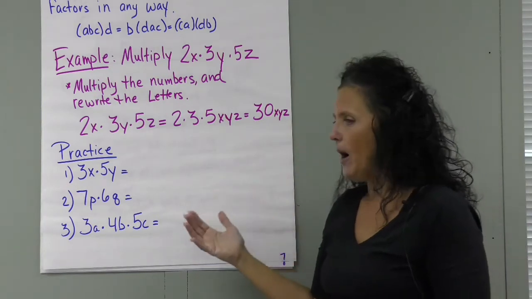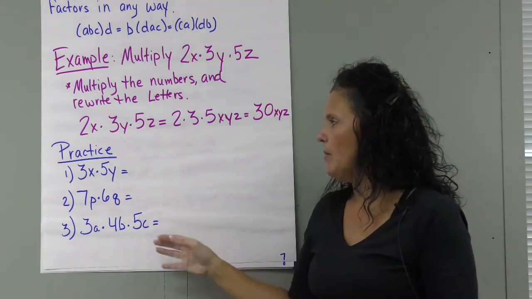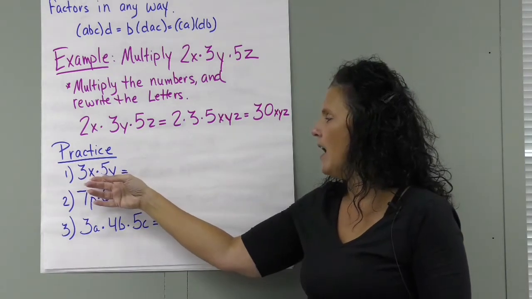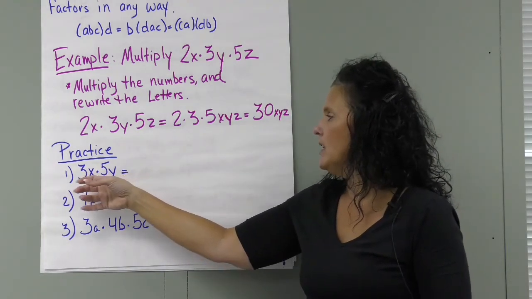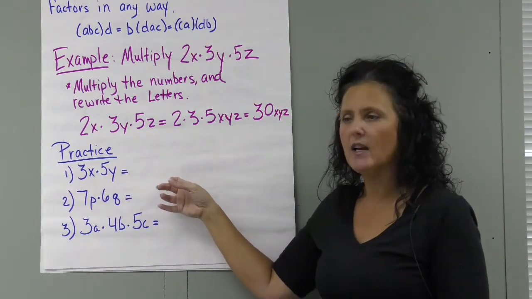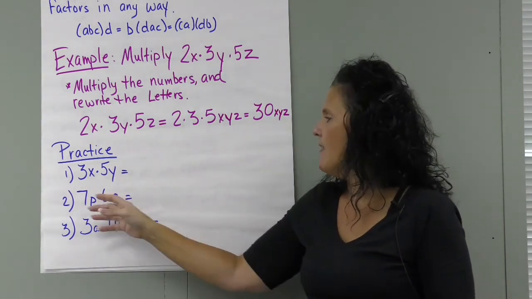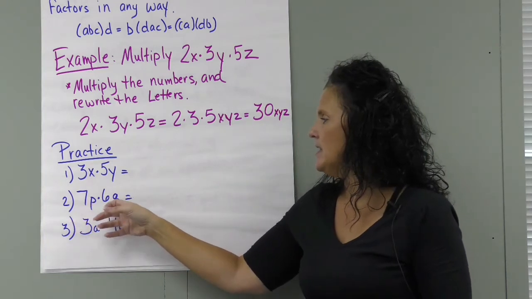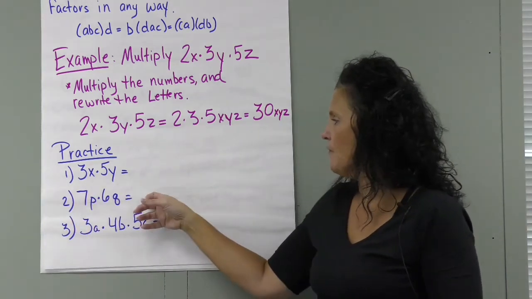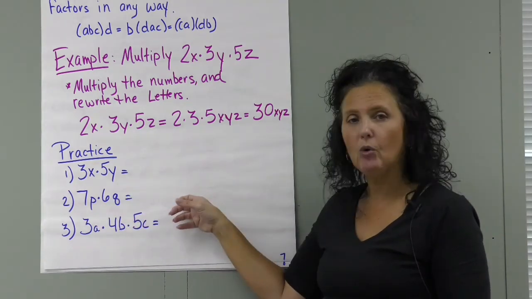Okay, so if we want to practice this, I gave you some practice problems that you could do at home. We would have 3x times 5y, which if we did it this way, we would say 3 times 5 is 15, and then bring your x and y over. And then you could do 7p times 6q. It would be the same way. 7 times 6 is 42. Bring your p and q over.